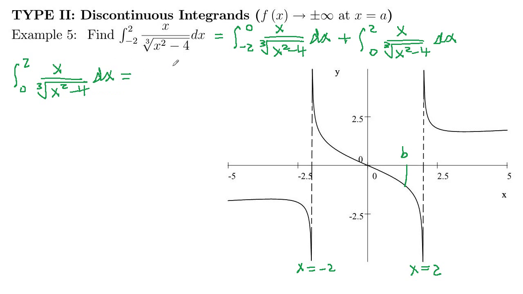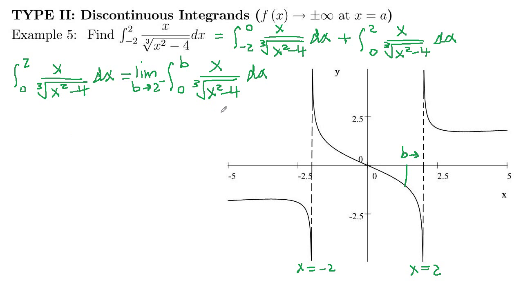So we'll do the integral from 0 to b of x over the cube root of x squared minus 4. And then we'll take a limit as that b approaches 2 from the minus side. So we're going to let this b get closer and closer to x equals 2 here, and we'll take more and more of that infinite vertical strip, and we see what happens in the limit. If we get a finite number, then that integral converges.